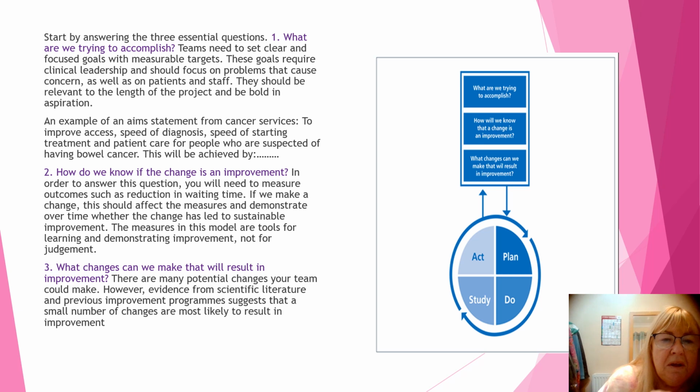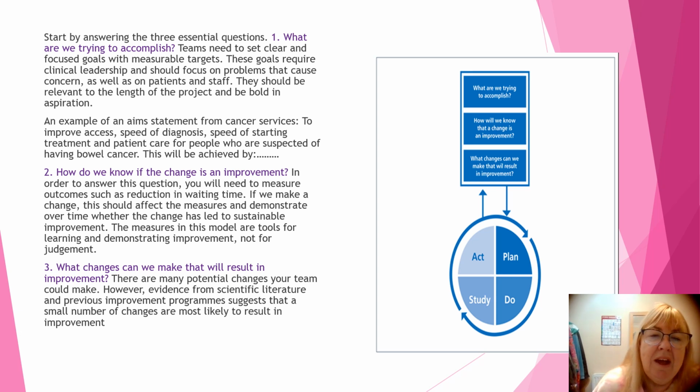So I've given you a little question that was used in a cancer service, just to give you an idea of the sort of question that they set. Their aim for this improvement was to improve access to cancer services, speed of diagnosis, speed of starting treatment, and then improve the patient care for people who are suspected of having bowel cancer. And then they went on to say this will be achieved by, and they put their measures in. So that's just to give you an idea of something you could look at.